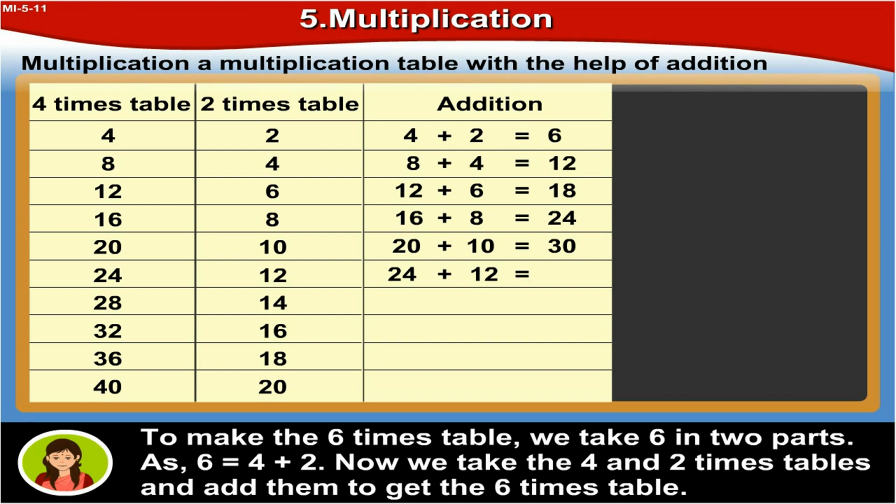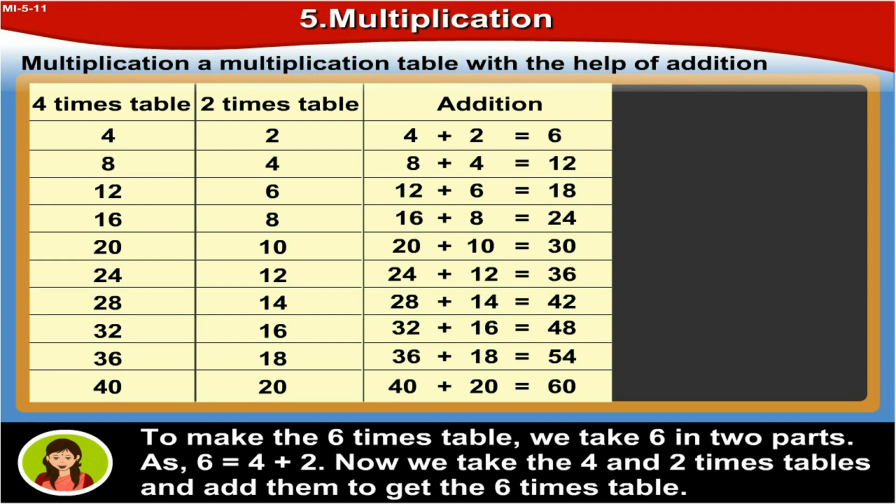24 plus 12 is equal to 36, good. 28 plus 14 is equal to 42, nice. 32 plus 16 is equal to 48, good. 36 plus 18 is equal to 54, nice. Now lastly, 40 plus 20 is equal to 60.